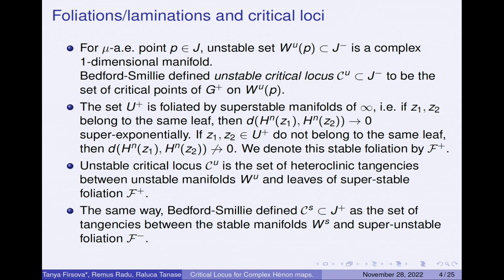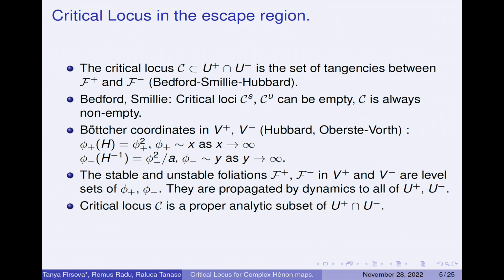So this unstable critical locus is the set of heteroclinic tangencies between unstable foliation and superstable foliation. And the same way Bedford and Smillie defined the stable critical locus, that is a subset of J+. And they also defined the critical locus in the intersection of escape loci U+ and U- as the set of tangencies between superstable and superunstable foliations. And this is the critical locus that I'm going to be talking about.